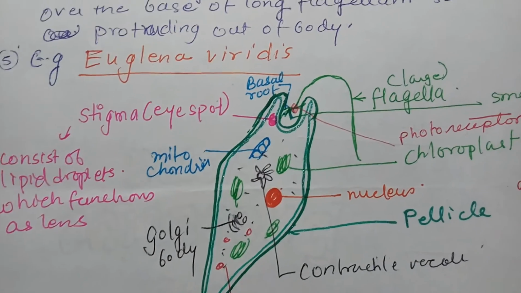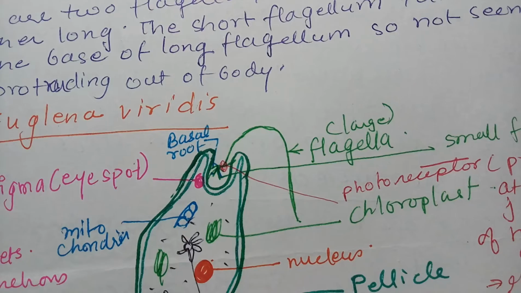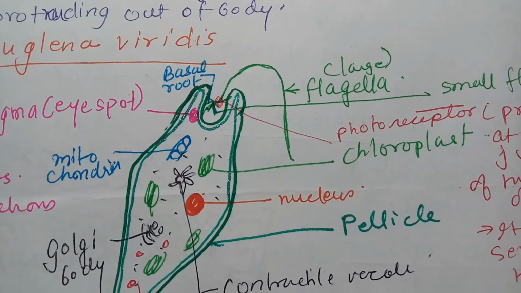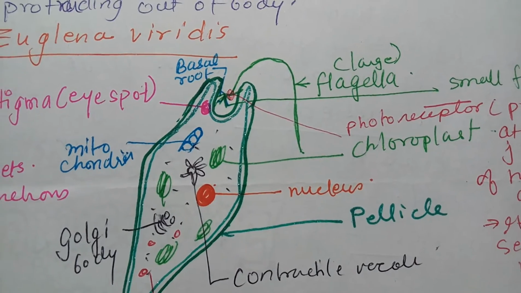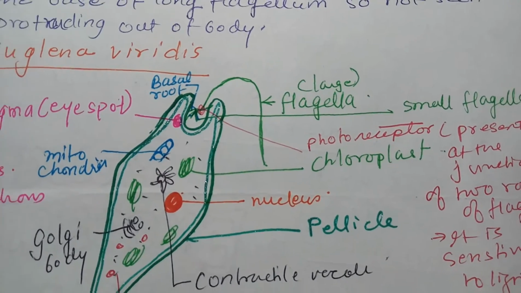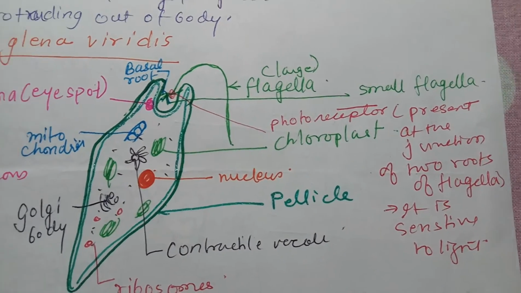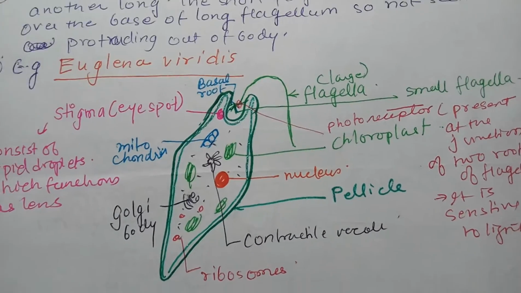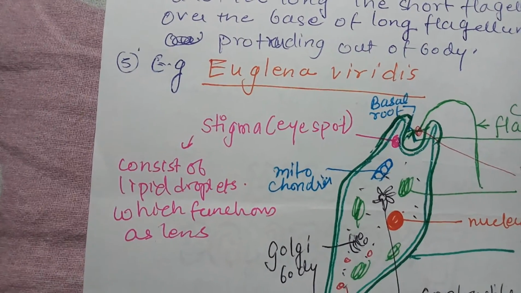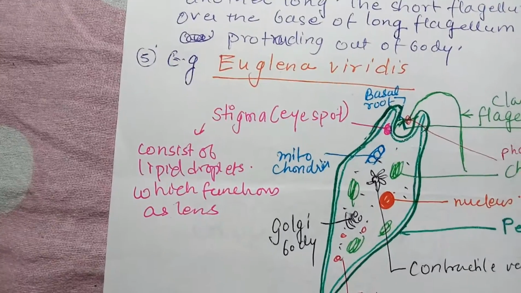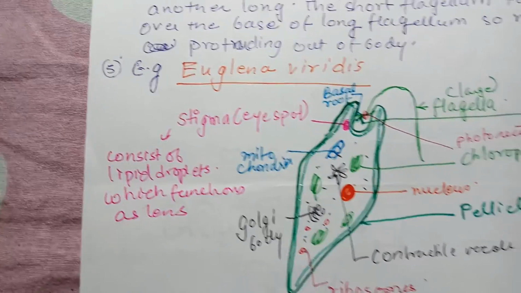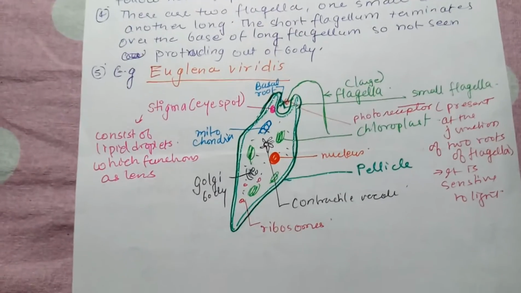Then over here you can see the flagella, and where this flagellum ends there is another small flagellum, and at the bifurcation a photoreceptor pigment is present, which is sensitive to light. It guides the flagella. Then here is the eye spot. It consists of lipid droplets which function as a lens. So this is the structure of Euglena.